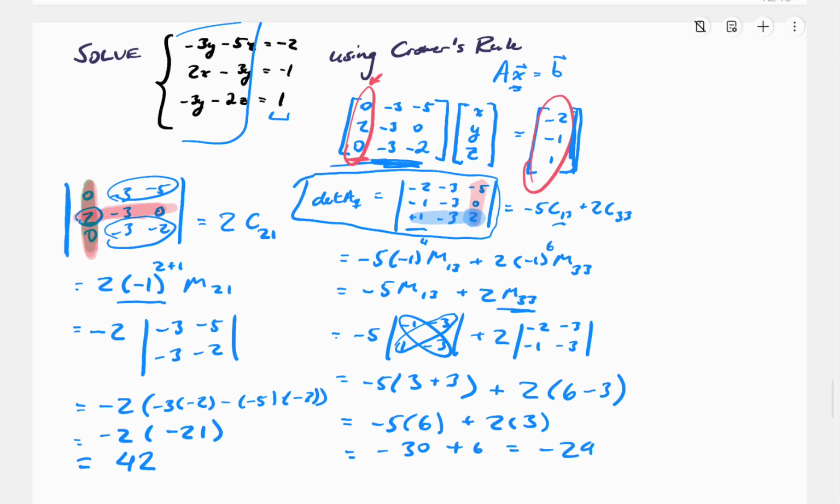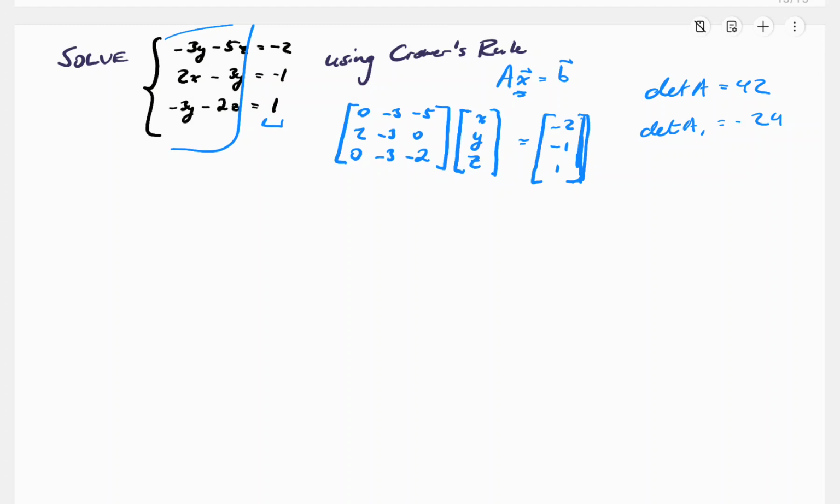Alright, so now I'm going to make some room so I can work with the next two determinants we have to calculate. After we just found that the determinant of the original was 42, and the determinant of the first one was -24, we are going to replace the second column of our A matrix with the B vector.